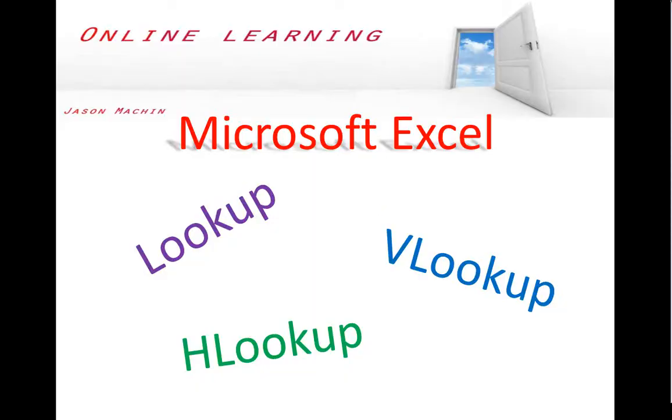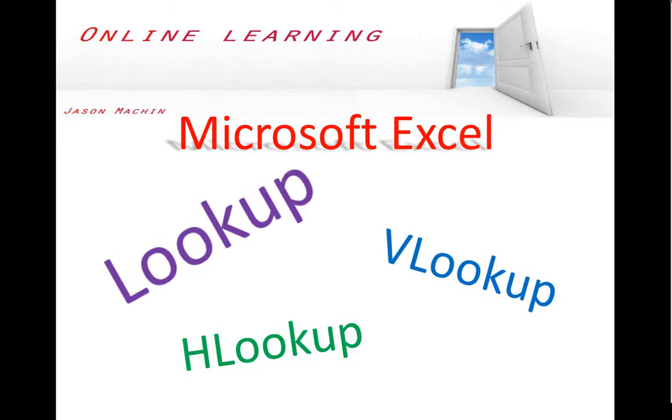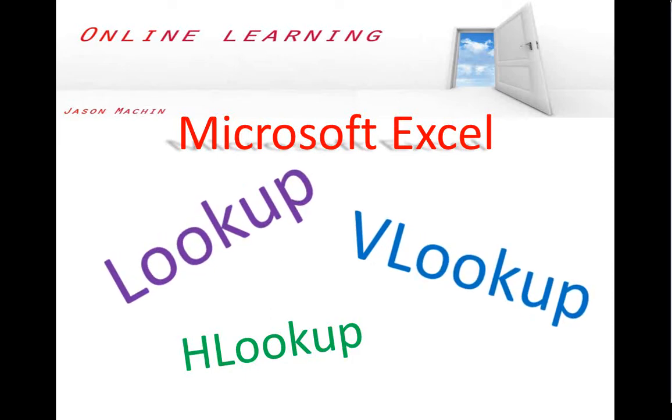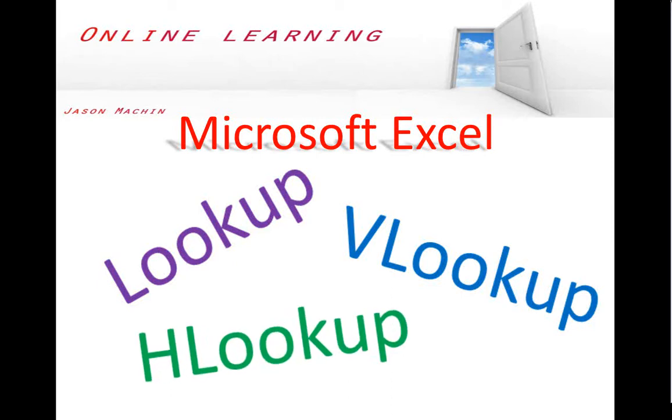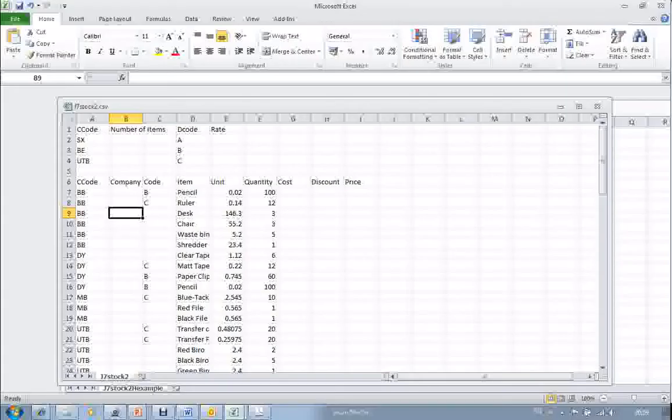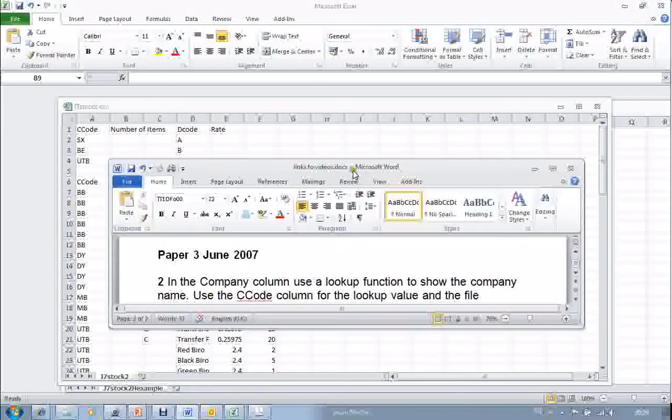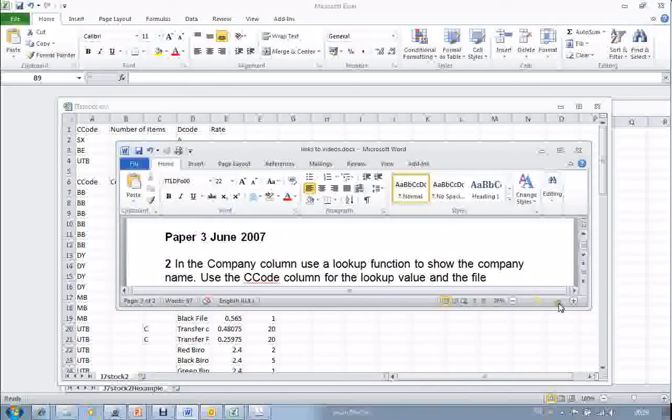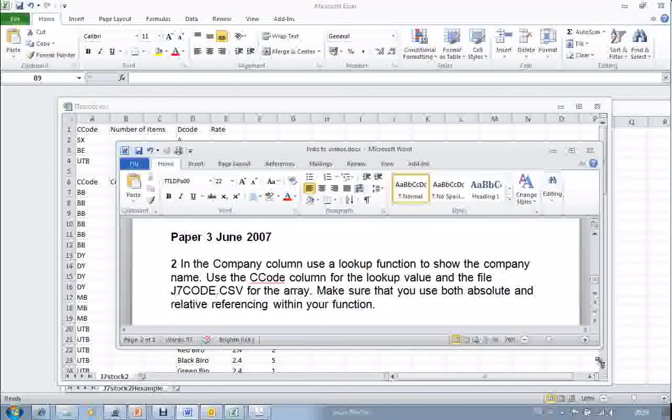During this Microsoft Excel tutorial, we're going to be looking at the lookup function. Specifically, we're going to be looking at the three different types of lookup function, which are the normal lookup, the VLOOKUP, and the HLOOKUP. Now, they all do the same task, but in a slightly different way. So, to show you these, I'm going to use the June 2007 paper 3 question and the information from that.